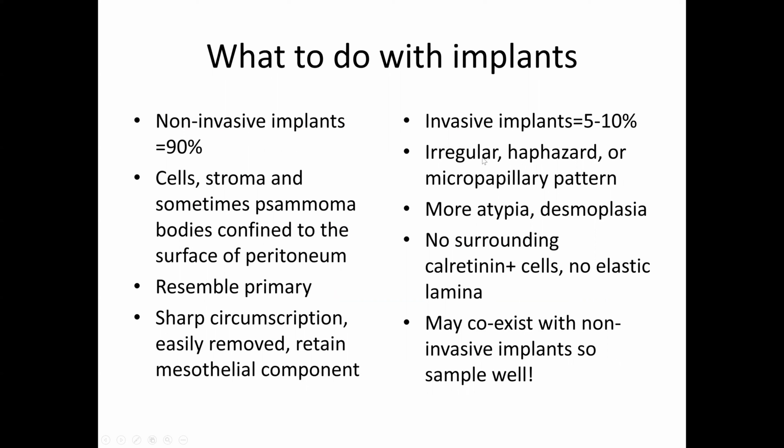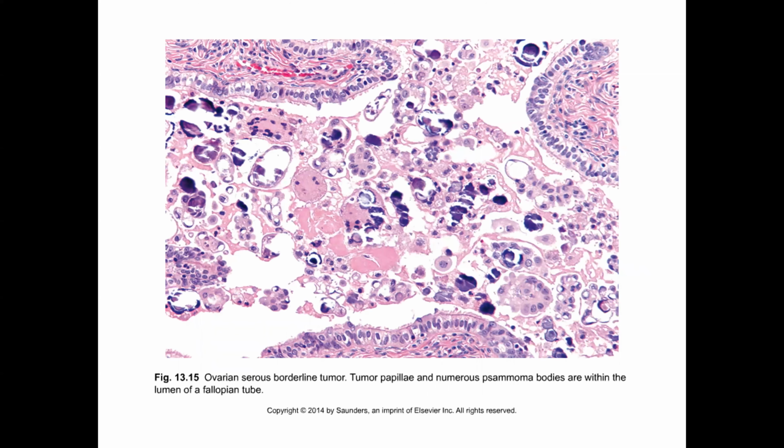In contrast, invasive implants then tend to be more haphazard, more frequently have the micropapillary pattern, have more frequent desmoplasia, and usually do not have surrounding mesothelial calretinin positive cells. However, they can coexist with non-invasive implants, and the desmoplasia is not definitional for invasive implants. So here's one example of a non-invasive implant within the fallopian tube. We see these intraluminal cells with papillary patterns, psammoma bodies, and so forth, in contrast to the normal tube epithelium around them.